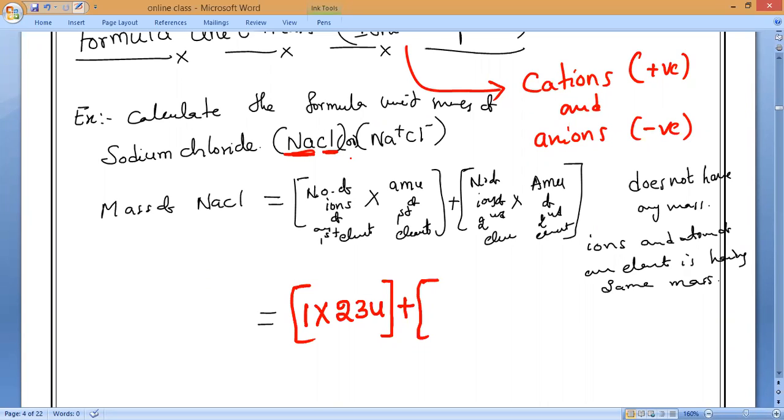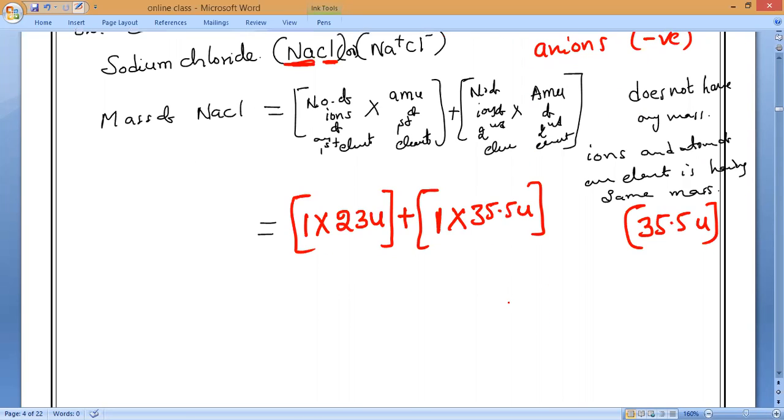What is the second ion? Chlorine. Now, what is the atomic mass of chlorine? Anybody can tell me? 35.5 U. That is the atomic mass of chlorine. We will calculate this value in the next chapter, how it comes, because of isotopes. That is why we are getting this point.